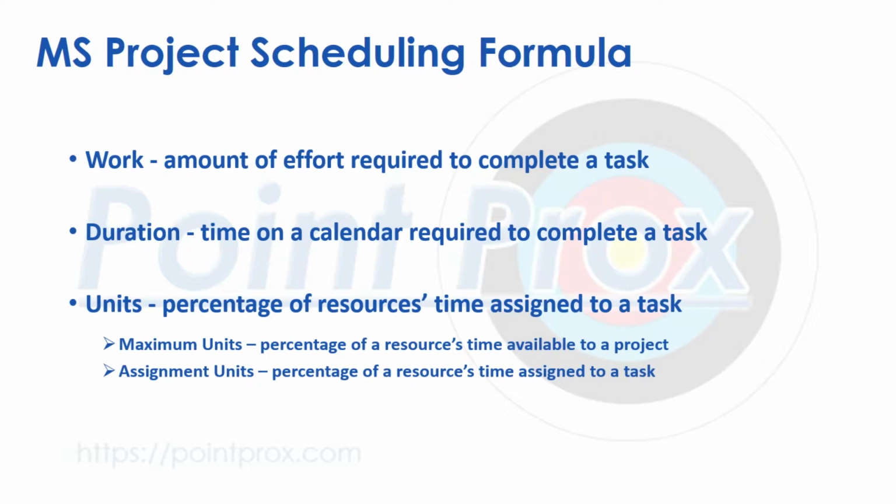The next variation of units is assignment units, which is the percentage of a resource's total working time that is assigned to a task. When a resource is assigned to a task, Project will assign the total maximum units up to 100% as the assignment units. You can think of it this way. Maximum units are the total work for which a resource is available to the project, and assignment units is the actual level of effort expended on a task.